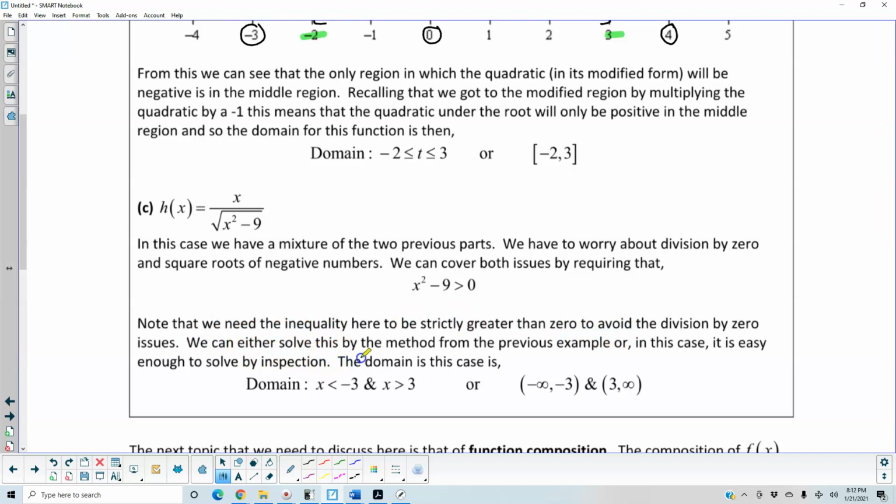We can either solve this by the method from the previous example, or in this case it is easy enough to solve by inspection. The domain in this case is x is less than negative 3 and x is greater than 3. So we have left parenthesis negative infinity comma negative 3, right parenthesis, and left parenthesis 3 comma infinity, right parenthesis.